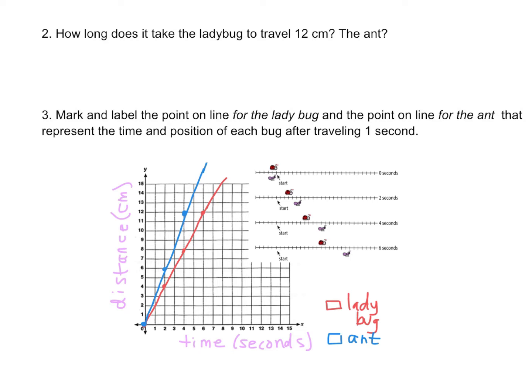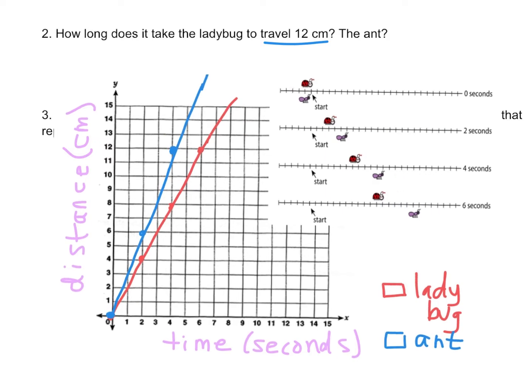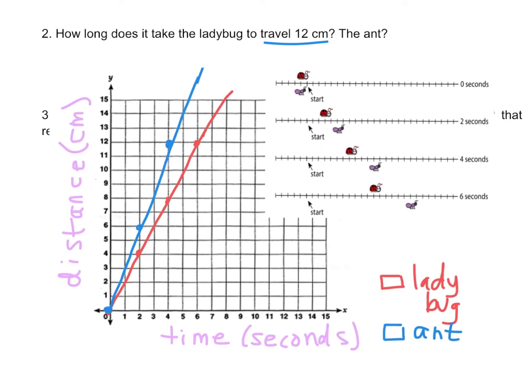Now question number 2 says, how long does it take the ladybug to travel 12 centimeters? So now we're going to look at our graph. You go back to your first page and look. So how much time does it take to go 12 centimeters? Here's 12 centimeters on the graph, and the ladybug is in red. I'm going to go across to see where that hits, and then go down to read the time. So we're going to answer this question as 6. It takes the ladybug 6 seconds.